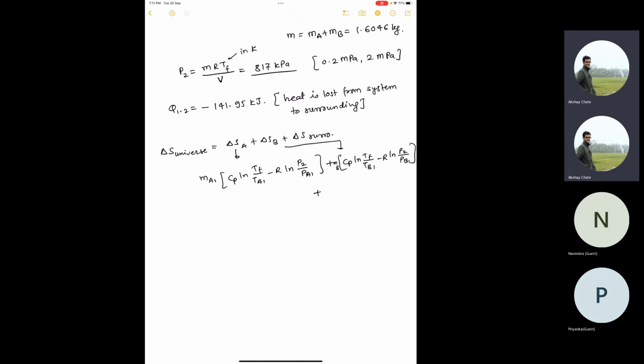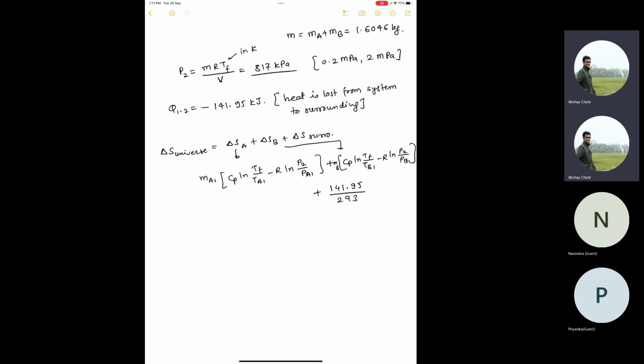Now the question is, the heat is lost from the system to the surrounding, but the surrounding received the heat, right? So here you should write Q as positive, because the temperature of the surrounding is 20 degrees Celsius, so that is 293 Kelvin. This is your delta S for surrounding.